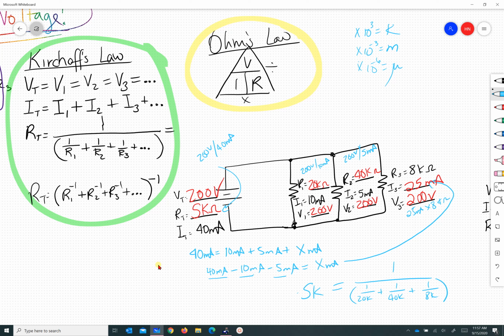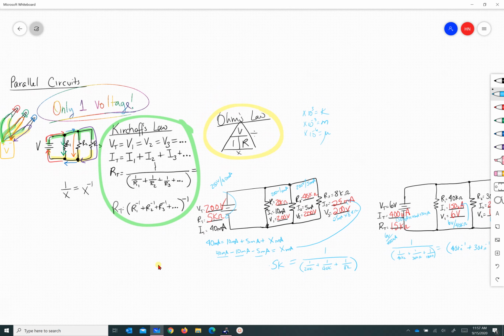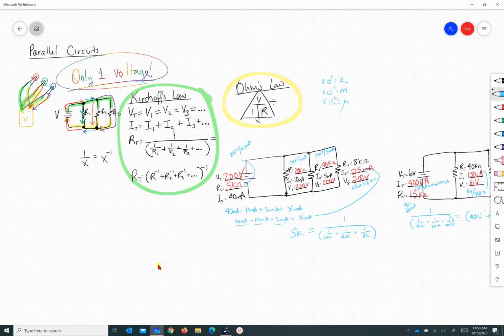So there you have it, folks. These are two examples of how to use the formulas from Kirchhoff's laws to solve problems. The key things to remember is that there's only one voltage, meaning that each device is directly connected to the battery. And you always check with Ohm's law if you finish with Kirchhoff's, or the other way around.